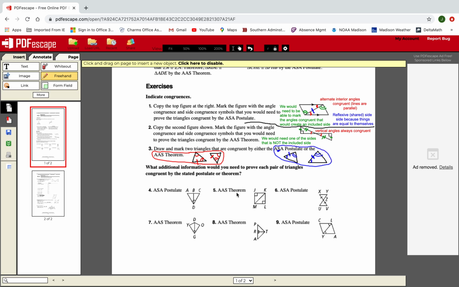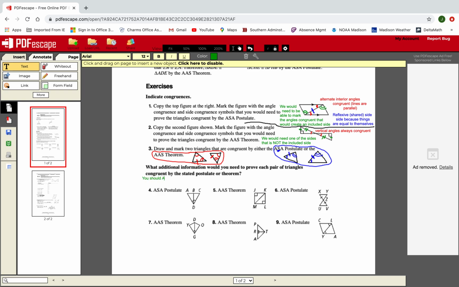All right, 6 more quick examples here. What additional information would you need to prove each pair of triangles congruent by the stated postulate or theorem? Okay, so for 4, here we are looking to use ASA, okay? First of all, let's mark what we already know is true. We already know the reflexive sides. Any reflexive sides or vertical angles, go ahead and mark, and let's please make a note of that.